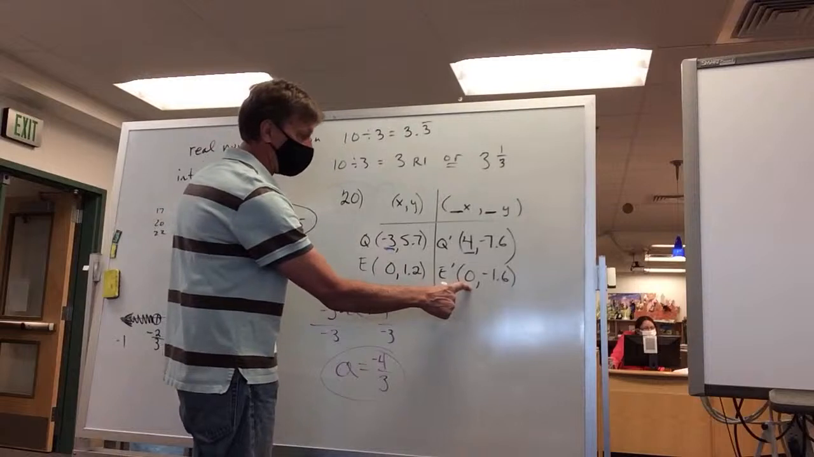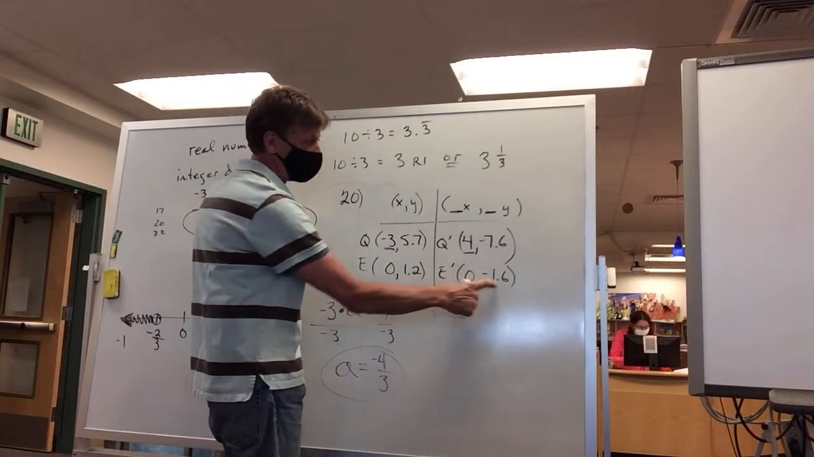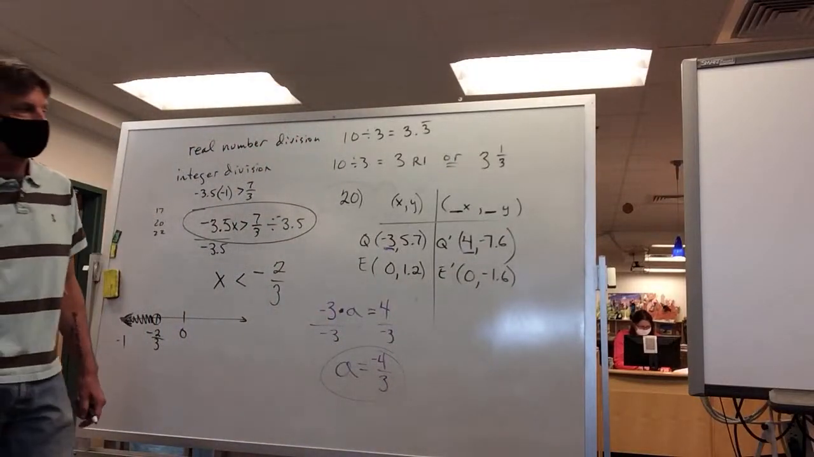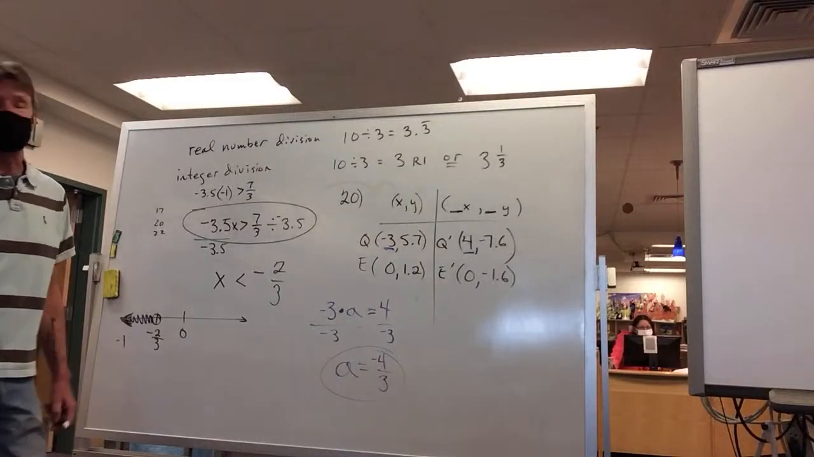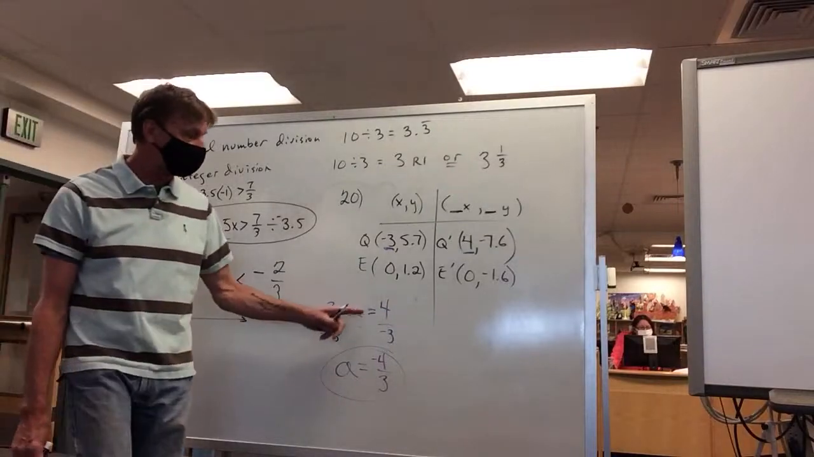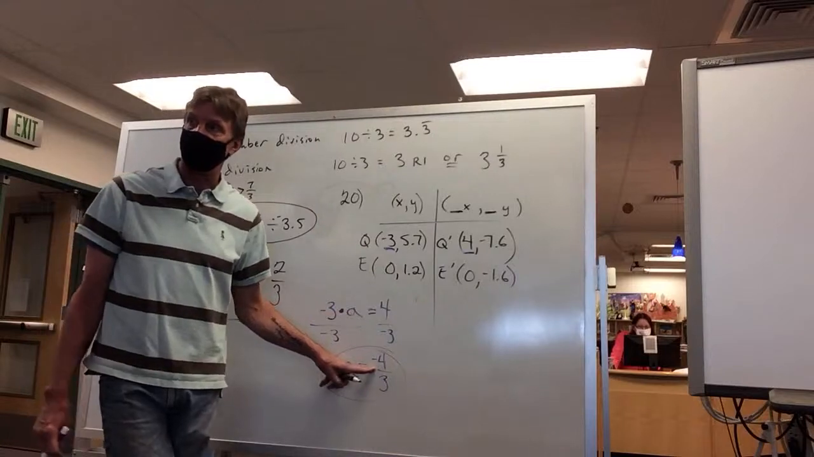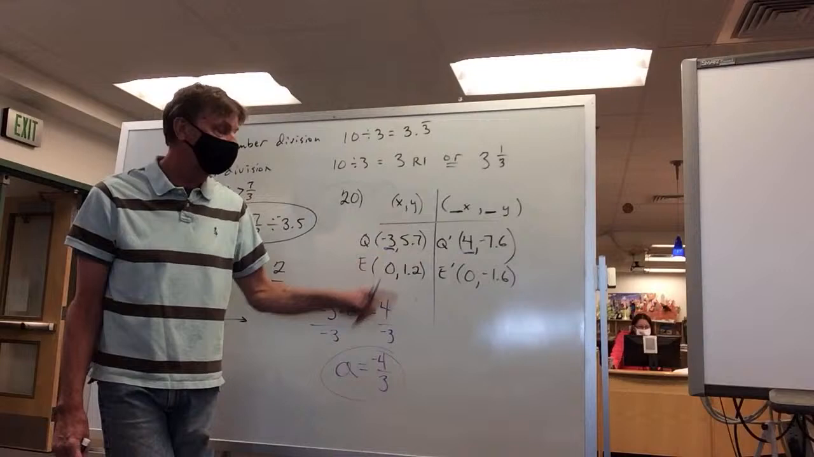0 times that is 0, that's good. That works. You can check those actually with a calculator. If you multiply, you can enter -4/3 on your calculator. And then you can multiply each of these numbers.